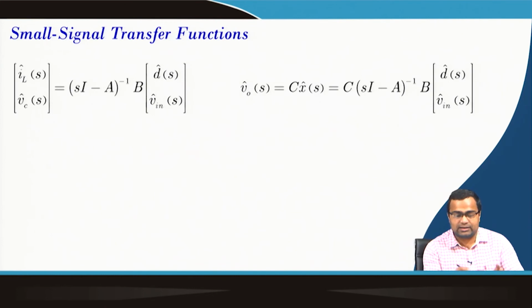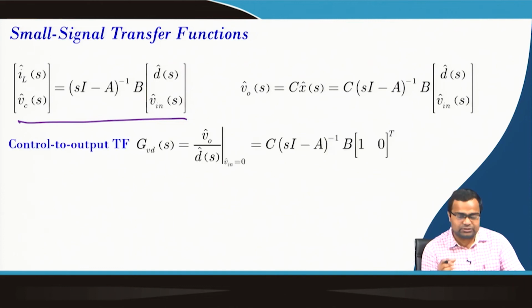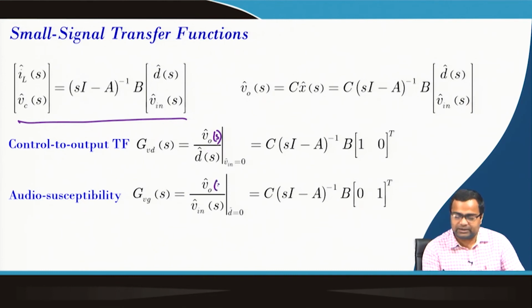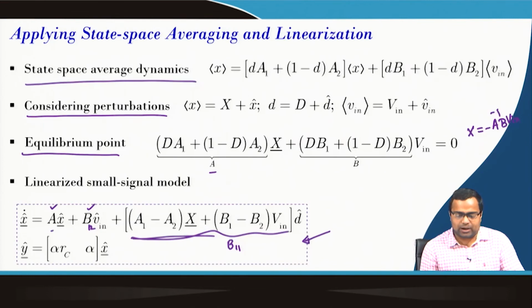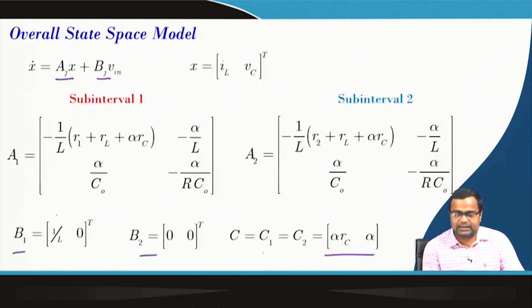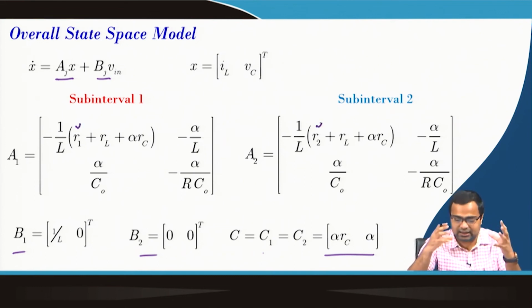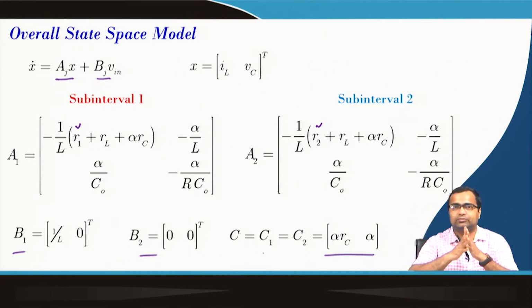So, with this we can write down the full expression that we already wrote for a generic state space averaging approach. Then we can obtain the control to output transfer function, the audio susceptibility, as well as the control to inductor current transfer function. Now, interestingly you will find that the A matrix is common for a buck converter, because if you take the individual subsystems, except for this element, they are more or less the same, then A1 and A2 are both the same, that means your A matrix will be common.